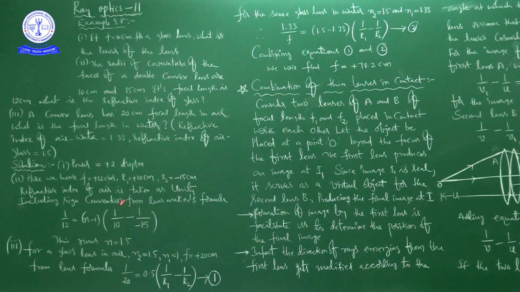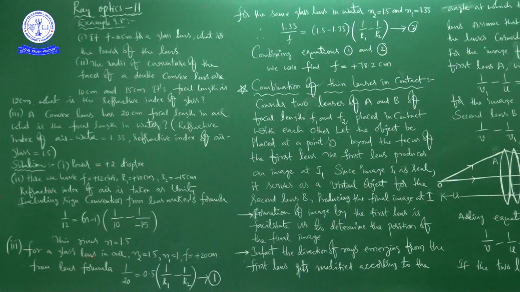So based on this given information you can find whatever they are asking. In the first case, power is the inverse of focal length, as simple as that. So it will give us 1 by 0.5, which means plus 2 diopter. Similarly, in the second case, based on the given values, we consider the formula 1 by F is equal to n minus 1 into 1 by R1 minus 1 by R2, the lens maker's formula, so that you can find n is equal to 1.5. The refractive index of glass, which they are asking, we found as n is equal to 1.5.